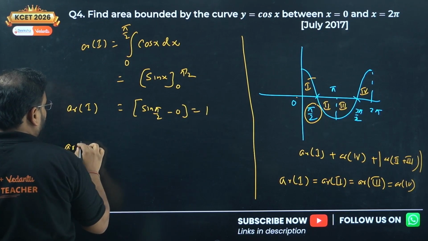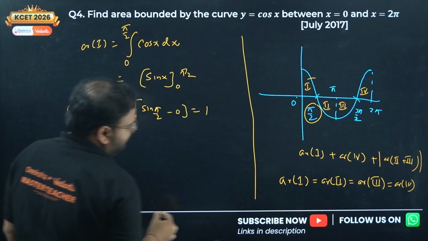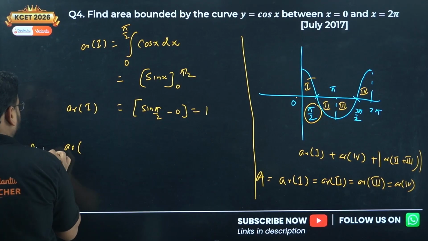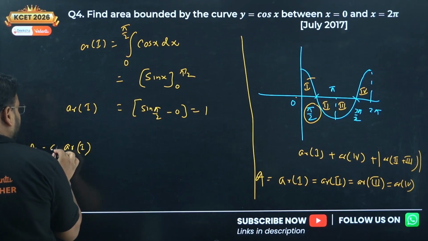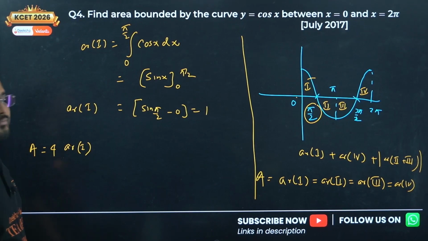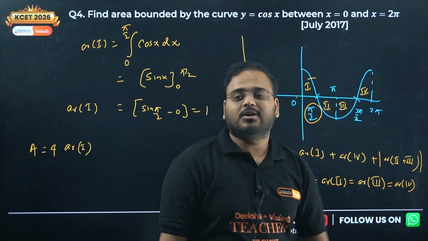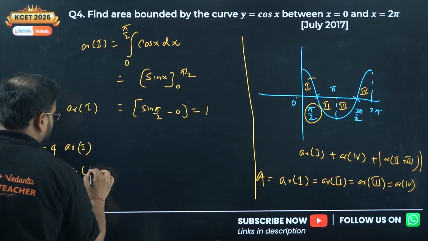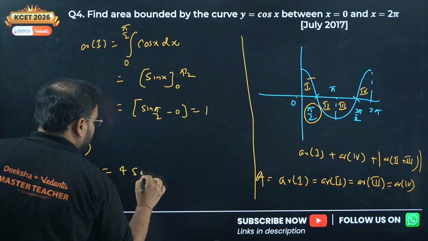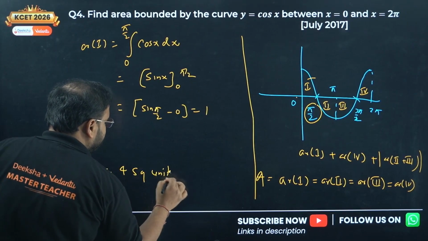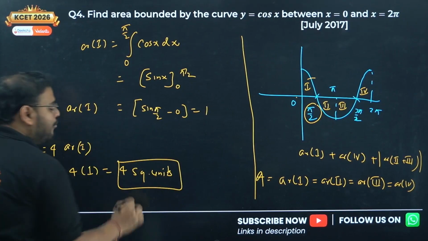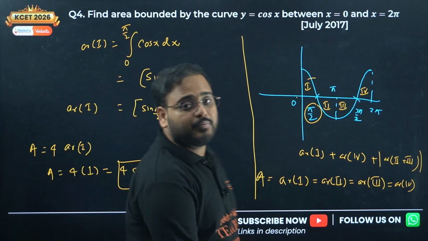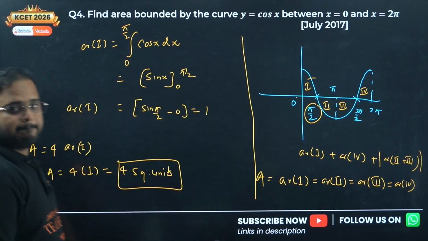The required area A will be part 1 times 4, because they are all equal in nature. Answer is what? Very simple. 4 into 1. Answer is 4 square units. Please check. Does it make sense to all of you? Yes? Okay.